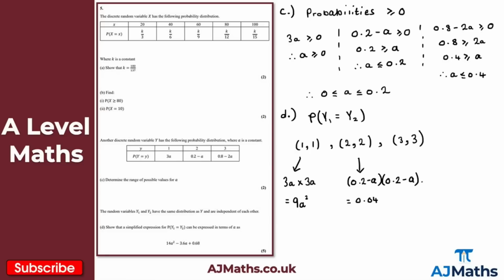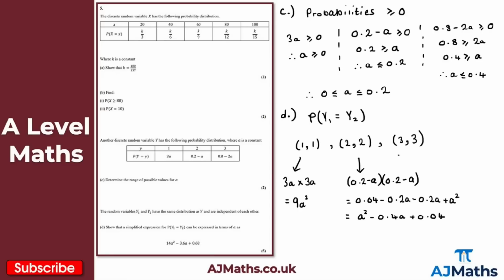I then got 0.2 times minus a, so that gives me minus 0.2a. Same again here, minus a times 0.2, minus 0.2a. And then finally, minus a times minus a, that gives me plus a squared. If I simplify this here, I'm going to get a squared. I get minus 0.4a. And then finally, 0.04.